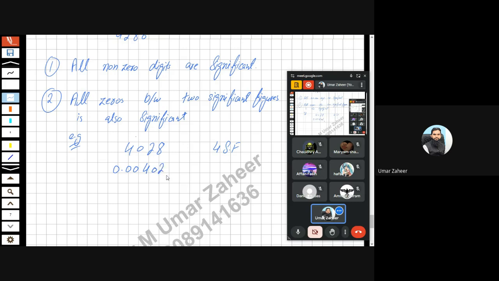In the same way you have 0.00402. I'm not sure about these zeros because they are not between two significant figures. But I'm pretty sure this 0 must be significant. Why? Because it is between two significant figures. Yes. All of you, is it clear? Yes, sir.